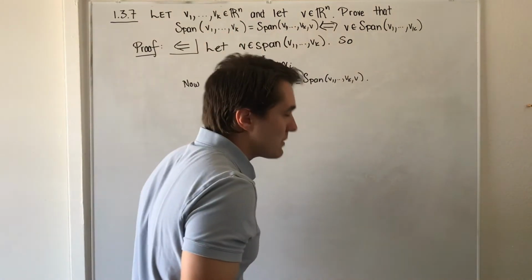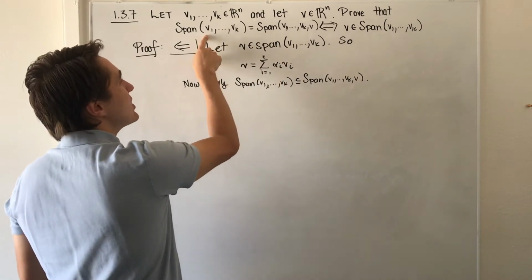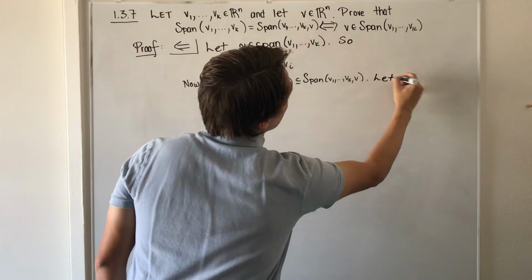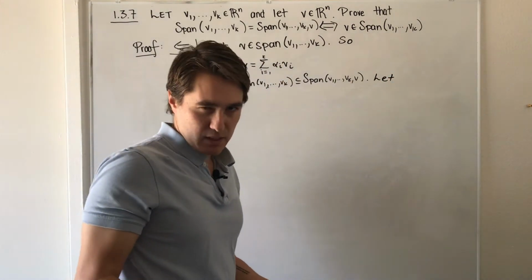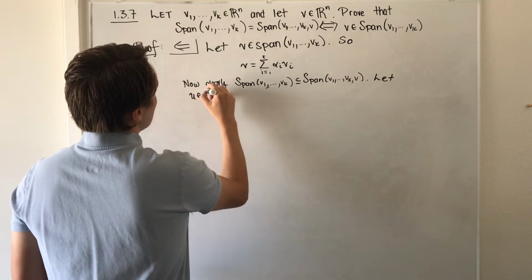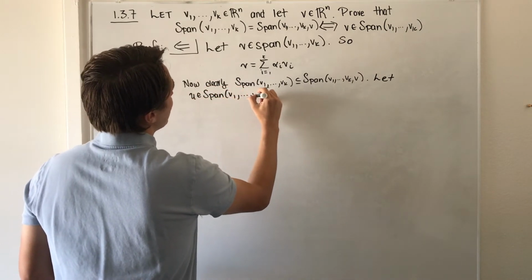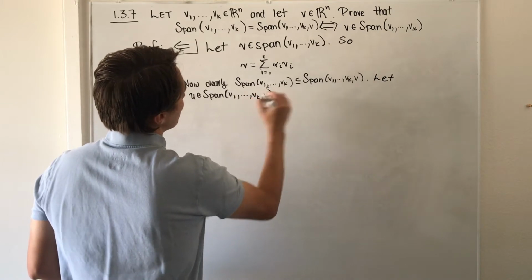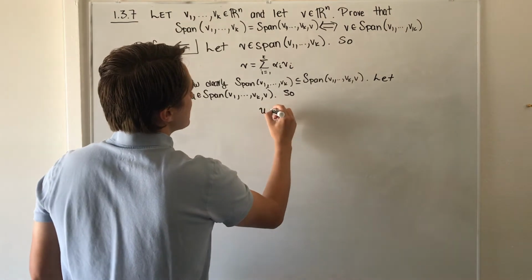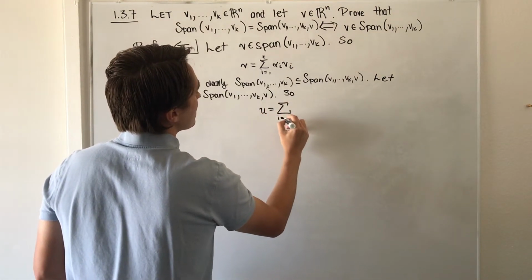So what I'm going to do is take an element of this and show that it has to belong to this set as well. I would pick V, but I've sort of already picked that one. So I'm going to say let U belong to the span of V1 through Vk with that little extra V hanging at the end. So what we know is that U is a linear combination of all of those vectors.